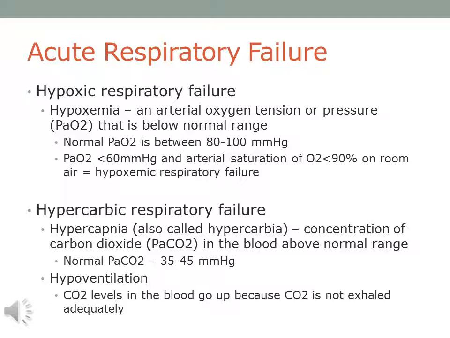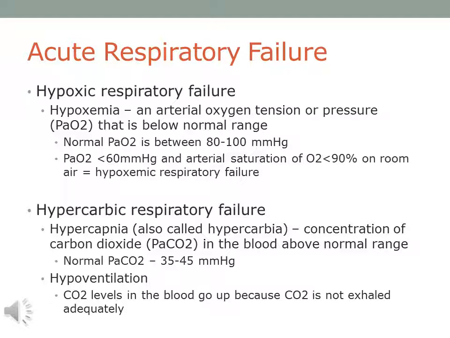Okay, so now looking at it from a different perspective, rather than talking about oxygen levels that are below normal range, we can talk about hypercarbic respiratory failure. In hypercarbic, also called hypercapnia or hypercarbia, the concentration of CO2 is above normal range. So we're not really looking at oxygen here, we're looking at the CO2. And if you remember, normal PaCO2 is between 35 and 45.